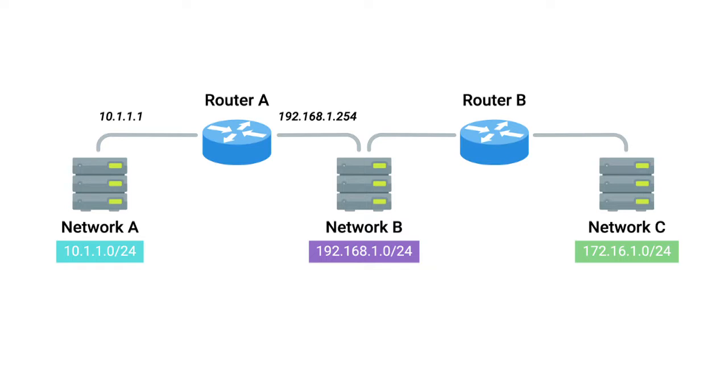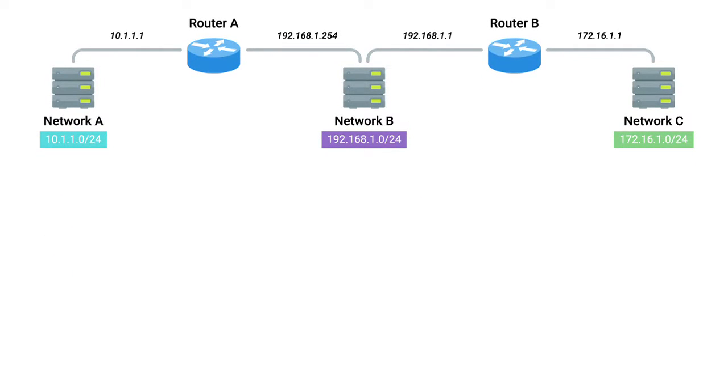There's a second router, router B, which connects networks B and C. It has an interface on network B with an IP address of 192.168.1.1 and an interface on network C with an IP address of 172.16.1.1. Now, let's put a computer on one of the networks.